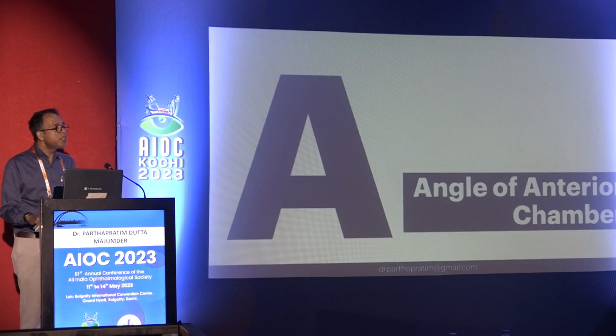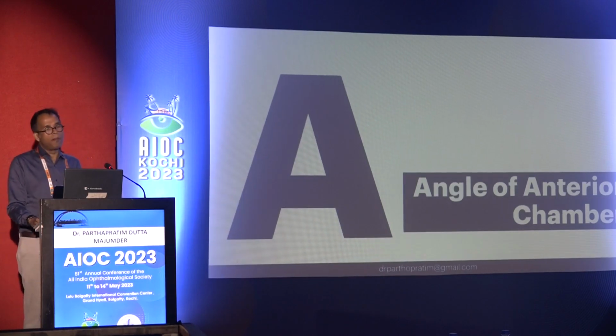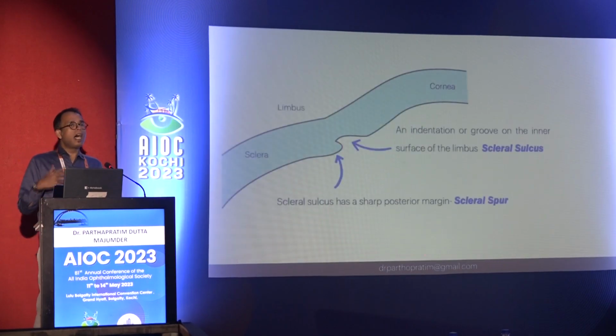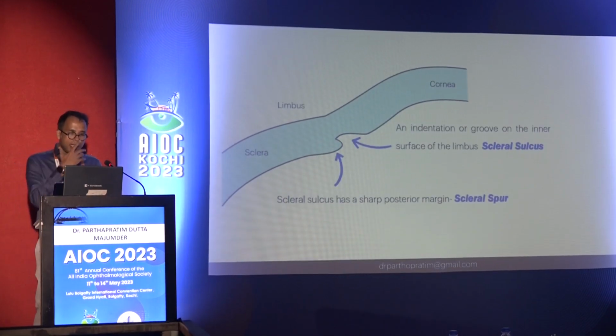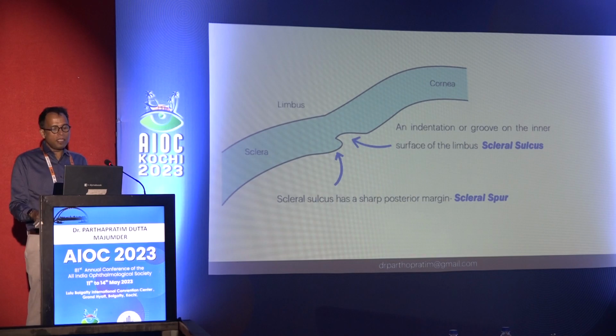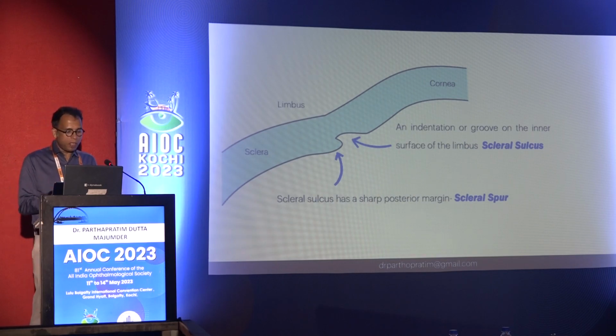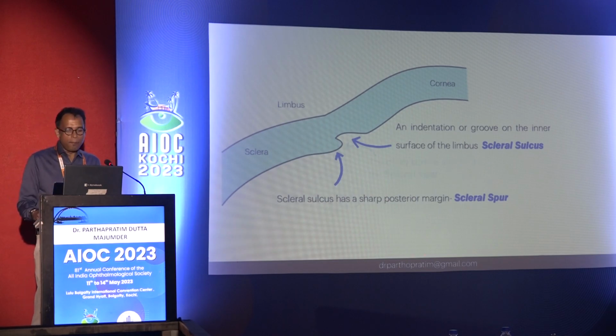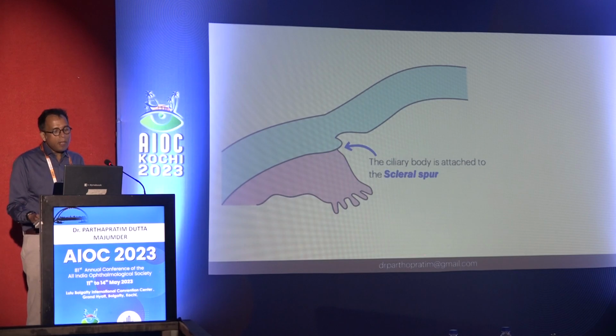So let's start with the angle of the anterior chamber. When we talk about the angle of the anterior chamber, let's see how it forms. Just adjacent to the limbus, there is an indentation or groove on the inner surface of the limbus that is called the scleral sulcus. The scleral sulcus has a sharp posterior margin which is known as the scleral spur. Now the ciliary body is attached to the scleral spur.